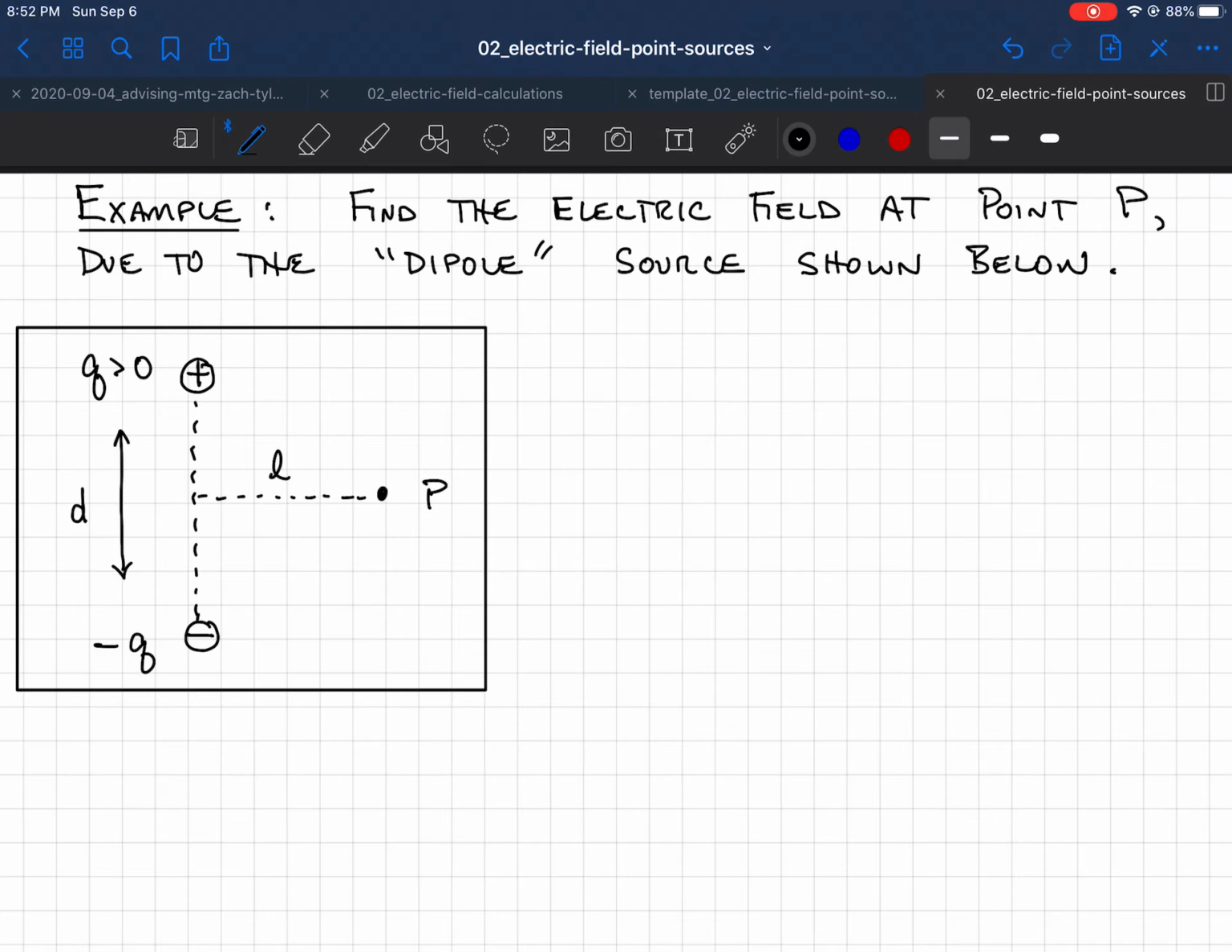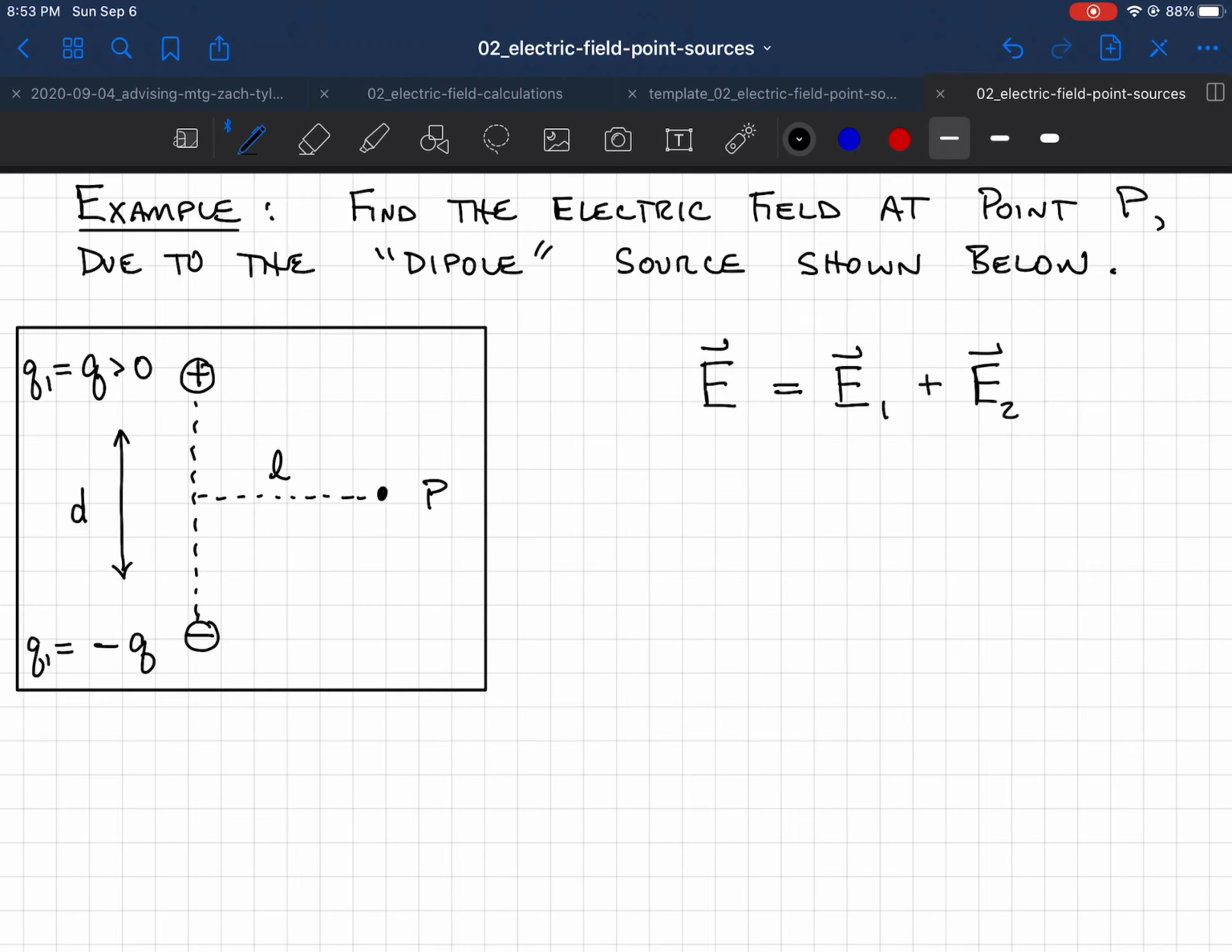So we can write down the basic equation first, and that is that the electric field at point P is equal to the sum of the electric field due to the first charge plus the electric field due to the second charge. So this is the principle of superposition, which we saw back in the first semester of physics. I'm just going to label these as Q1 and Q2 just to be specific about it.